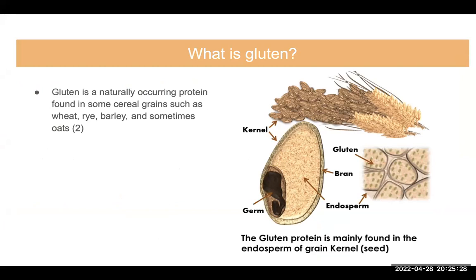As you can see in the picture here, gluten is located in the endosperm of grain kernels, and some common foods that contain gluten are bread, baked goods, pastas, different flours, and processed foods.